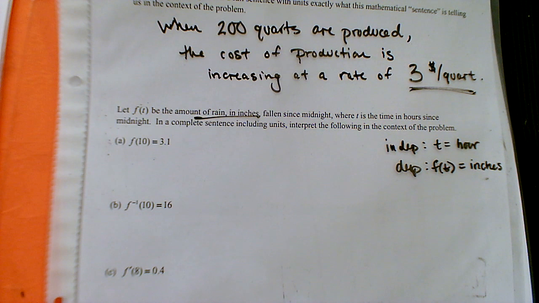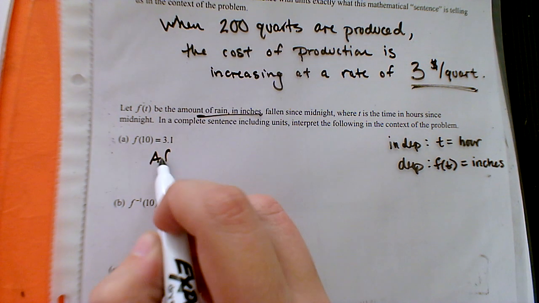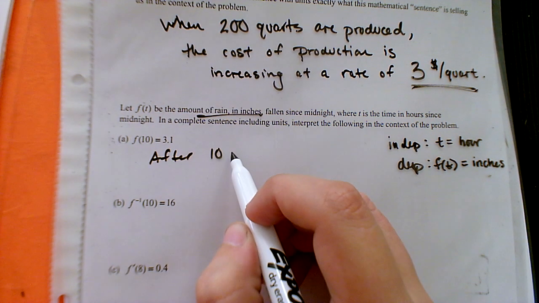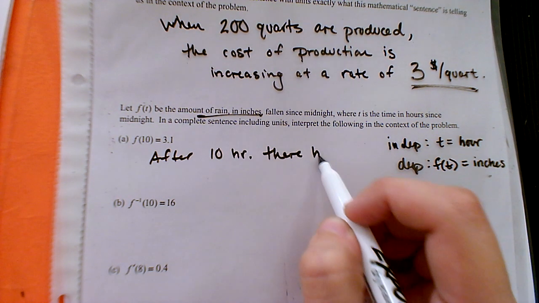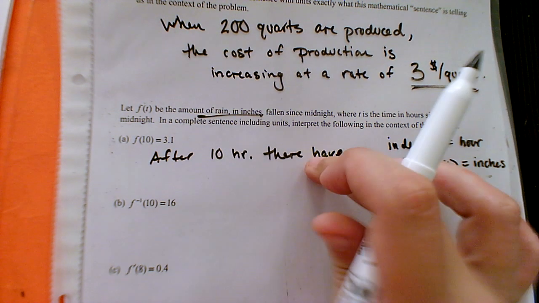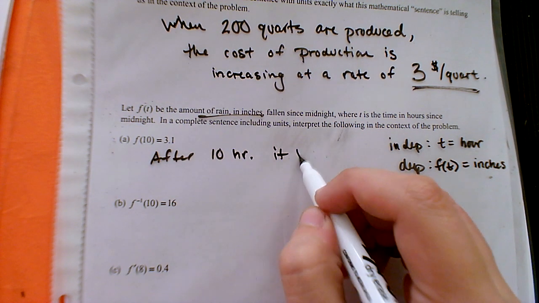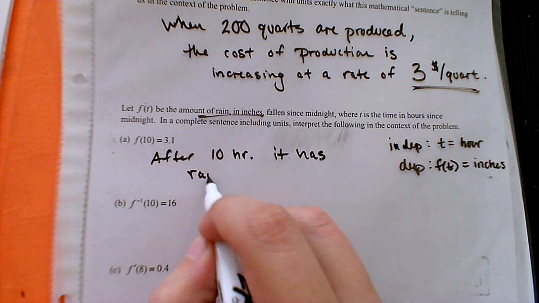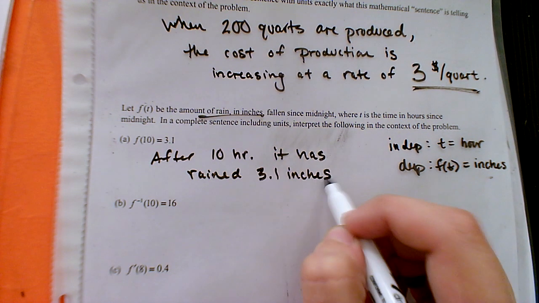What about A? F of 10 equals 3.1. After 10 hours, there have been 3.1 inches of rainfall. After 10 hours, it has rained 3.1 inches.